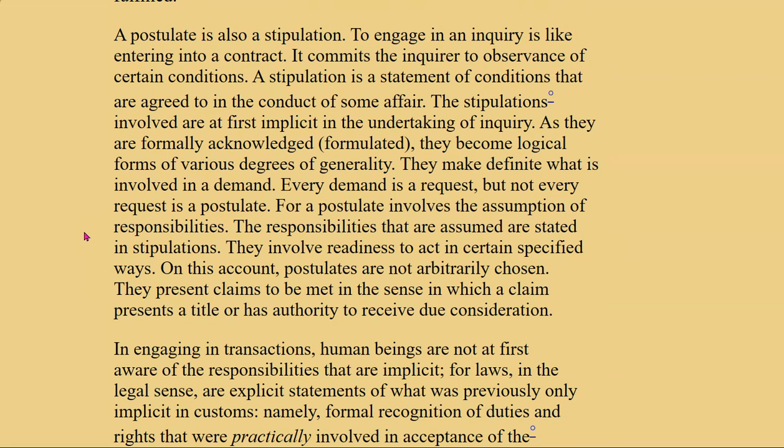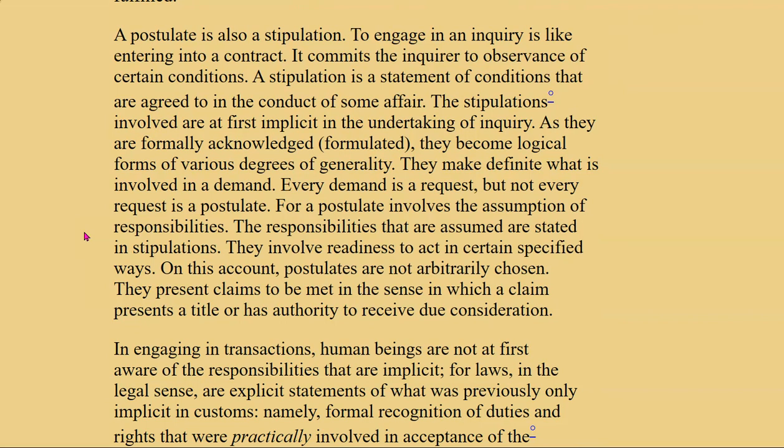Right? When you have stipulations in a contract, these are things that we agree to for getting something done, whether it's loaning money or doing some kind of work or whatever. There are certain things you have to agree to. Those are stipulations, things you have to do, rules you have to follow. The stipulations, he says, the stipulations involved are at first implicit in the undertaking of inquiry. So when humans first started trying to solve problems in their world, they didn't have explicit formulations of how to do it, right? But you might, through experience, build up kind of habits of good inquiry, which were not necessarily explicitly stated.